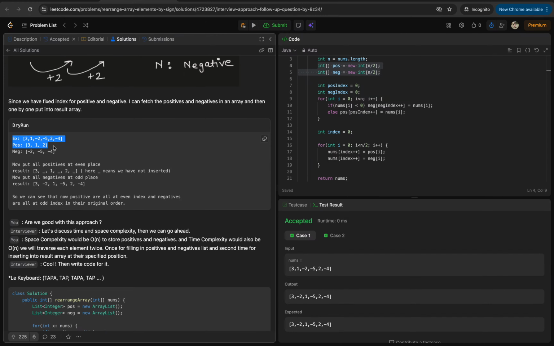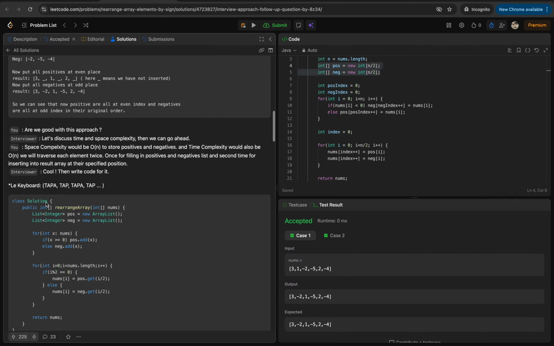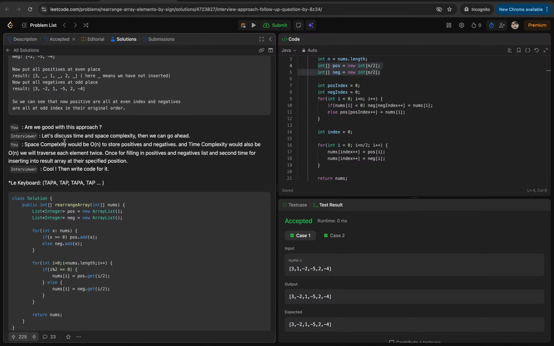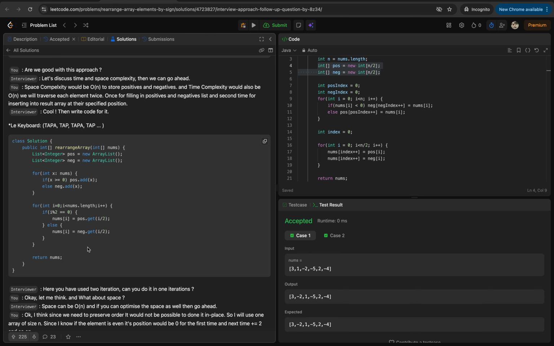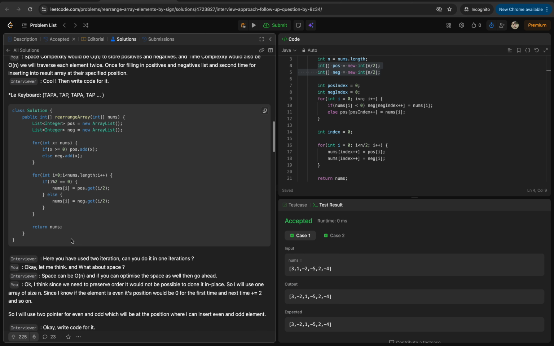He's doing the same: positive in a separate array, negative in a different array, and then merging. Are you good with that? Let's discuss time and space. Space complexity is order of n, time would be order of n. Once filling in positive, cool, then write the code. Tap tap, written the code.